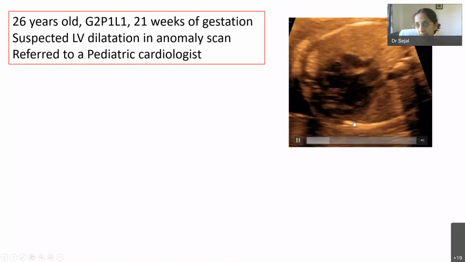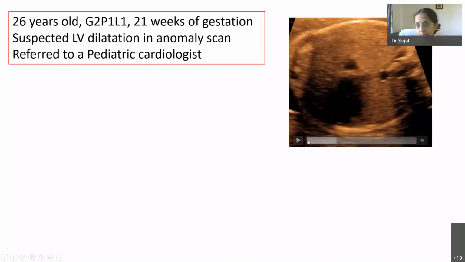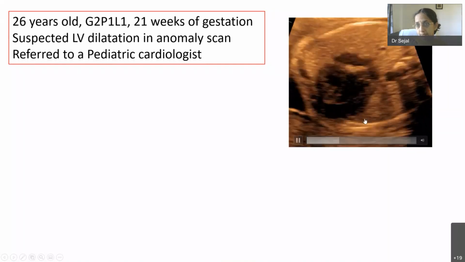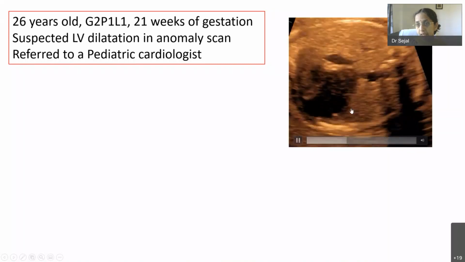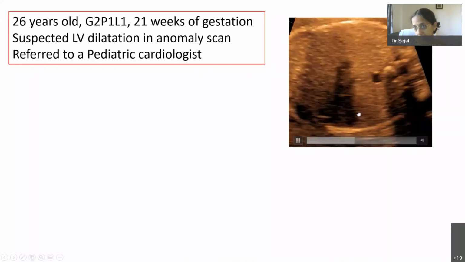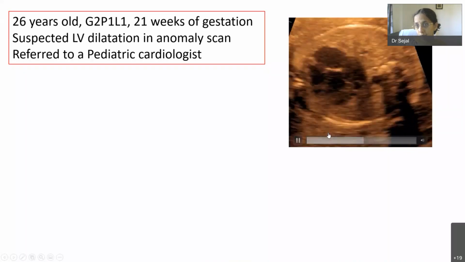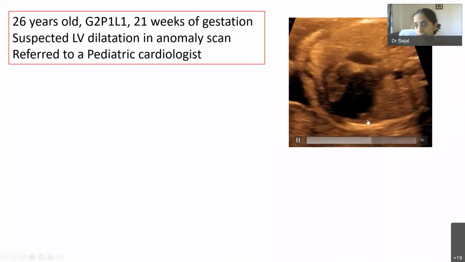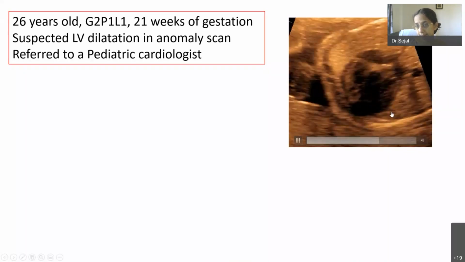when I'm sweeping, see this is posterior sweep. I'm freezing here. So you can see here the posterior sweep, the LV looks dilated. Do you also feel that the myocardium looks a little different? See, it doesn't look like a normal myocardium, this one. So what is it?